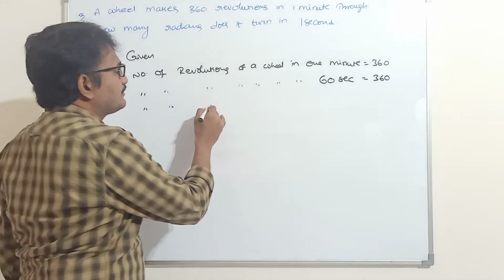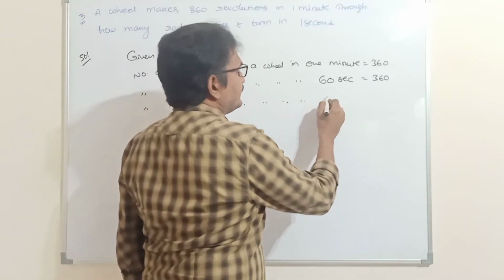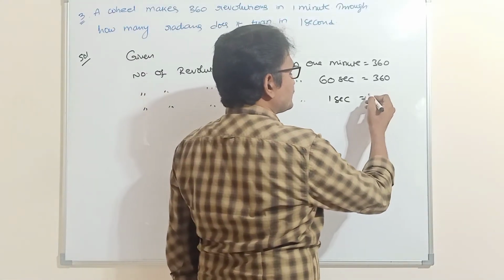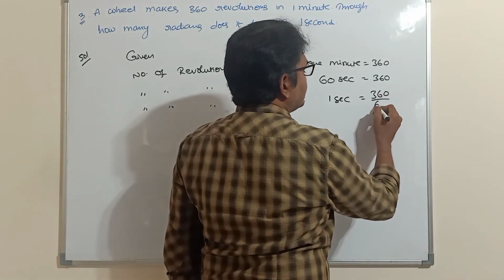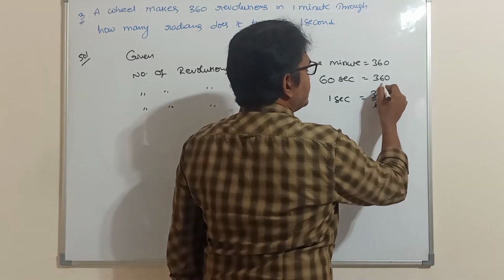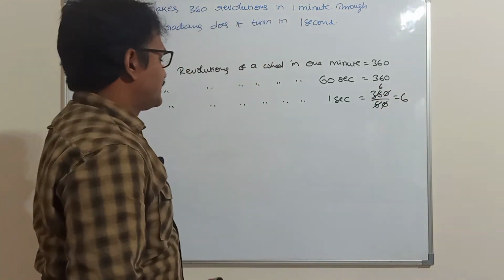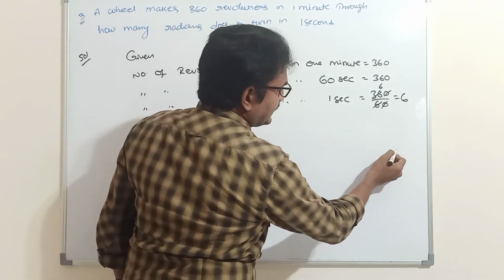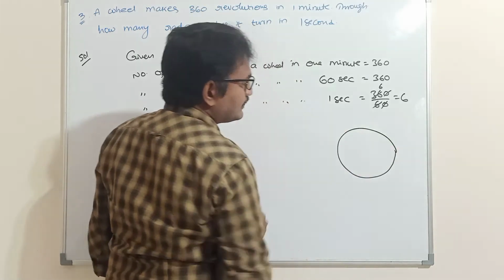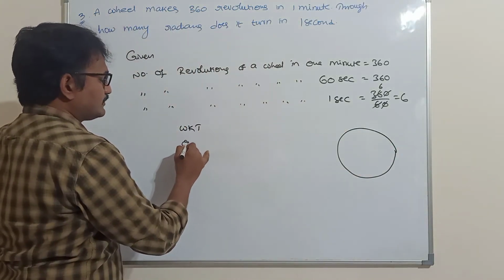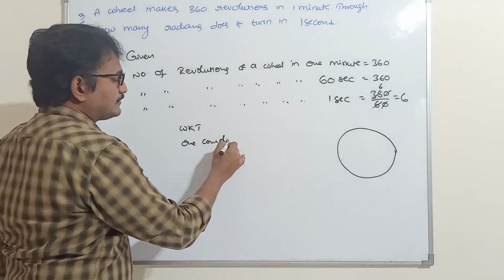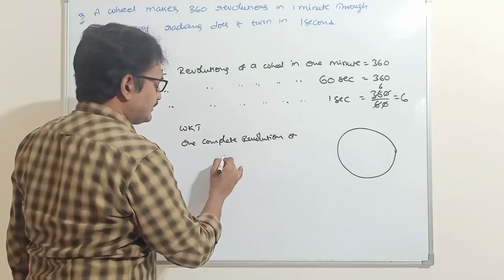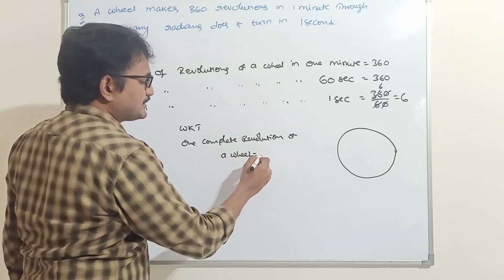360 revolutions. Number of revolutions of a wheel in 1 second. In 60 seconds, the wheel is making 360 revolutions. In 1 second, the wheel makes 360 by 60. That means 6 revolutions. Next, we know that to complete one revolution of a wheel, how many degrees will it take?